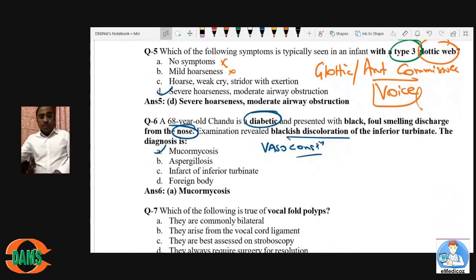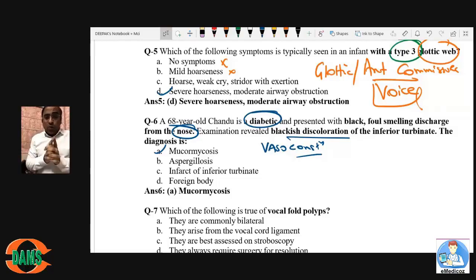Coming to the next point, which of the following is true of vocal cord polyp? So beta, try to learn the concept. Whether it is a vocal cord polyp or a vocal cord nodule, they are at the junction of the 1/3 and 2/3. Just remember this point. Which are the 3 conditions at the junction of 1/3 and 2/3? One is polyp, one is nodule, one is glottic carcinoma. Always remember these 3 conditions.